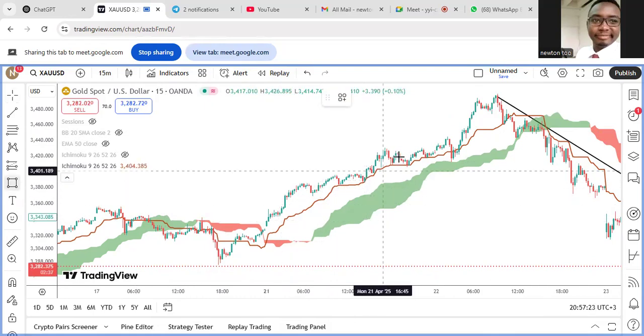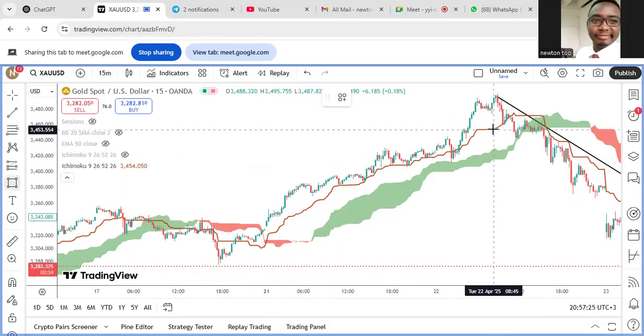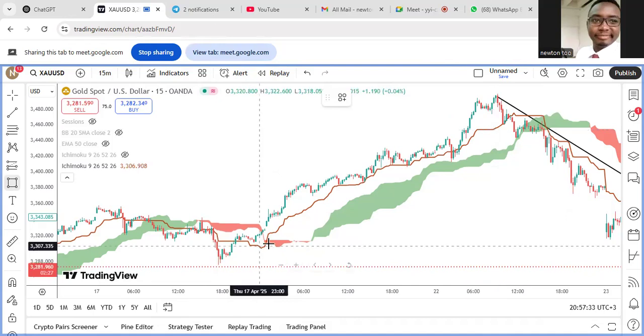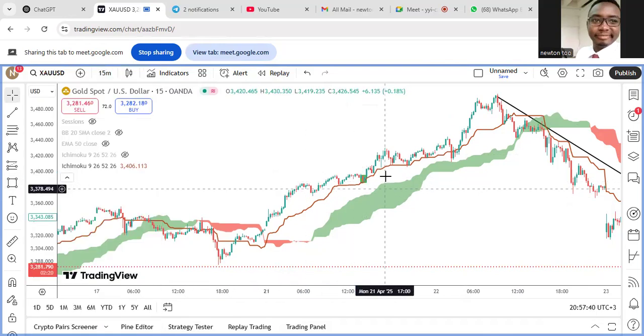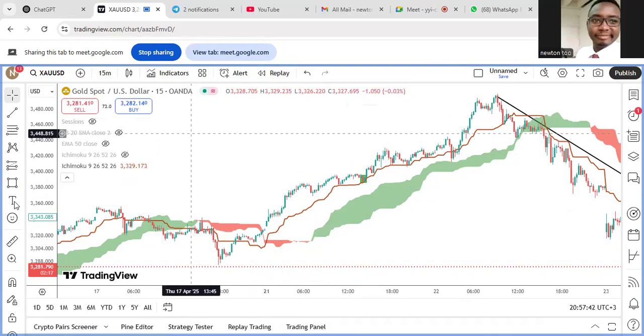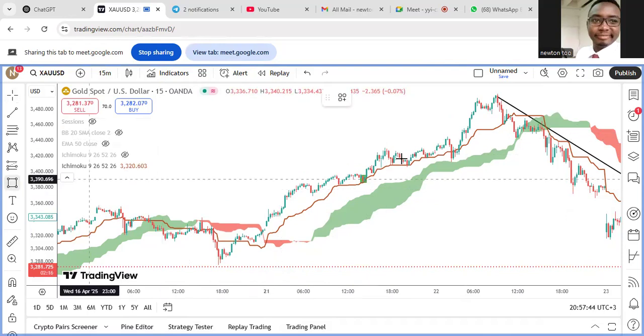Kama hapa sasa. So unaona price iko above the cloud. So tumesema when the price is above the cloud, we look for buying entry only. So kama hapa sasa hapa for example market iko buy. So tunge consider hapa kubuy ikibounce kwa the baseline. Unaona hapa?